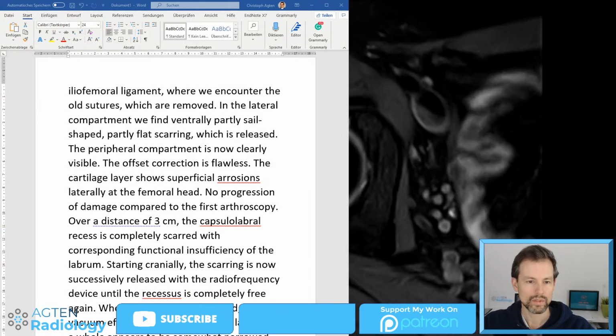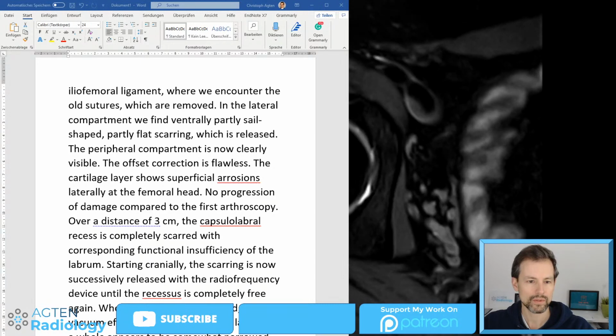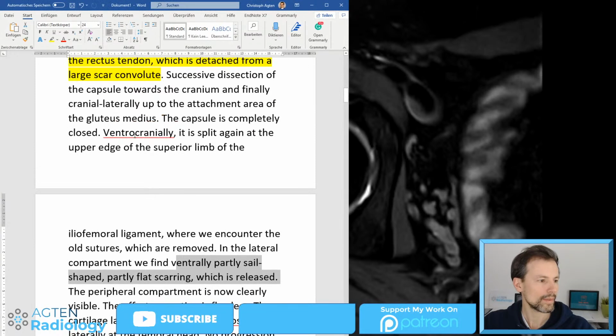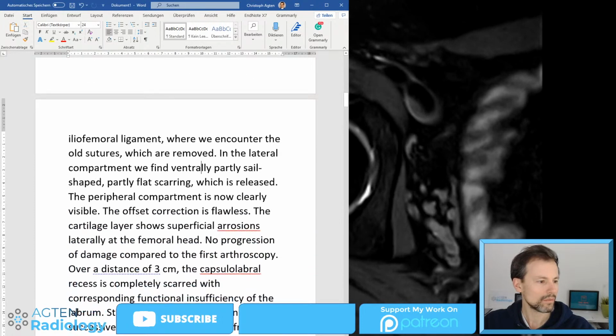So here in the most upper portion, there was still some defect in the joint capsule, as you can see here. I think this is what they meant with ventrocranially. There is a split again of the iliofemoral ligament. Okay, there were some old sutures, they removed them. Okay, that's fine. And then, where is it? Peripheral visible. No, there. That's it.